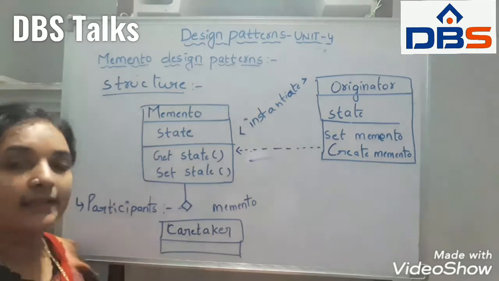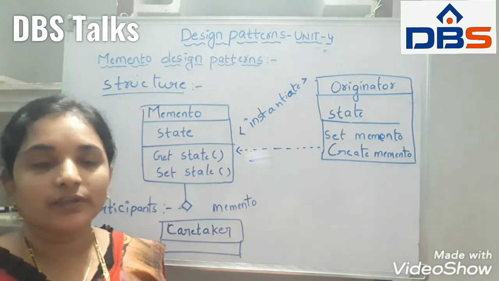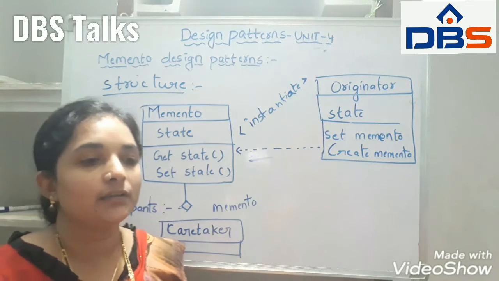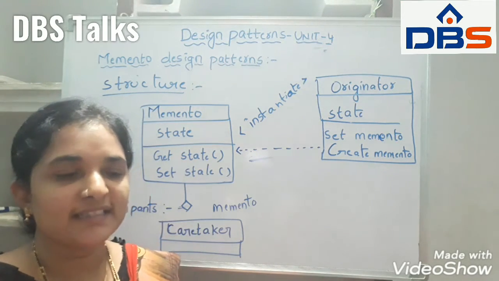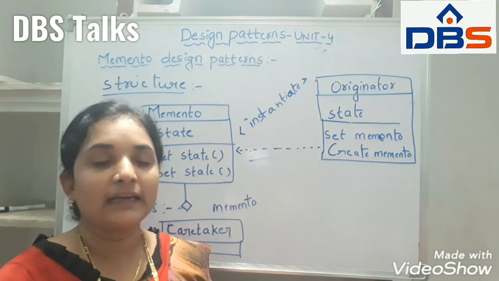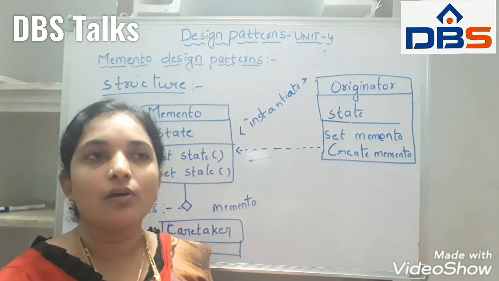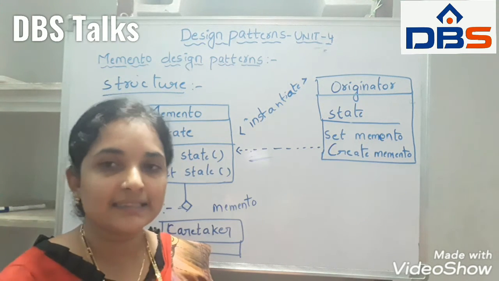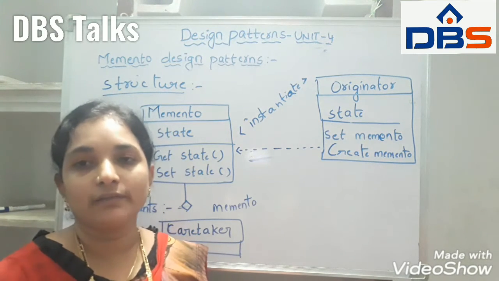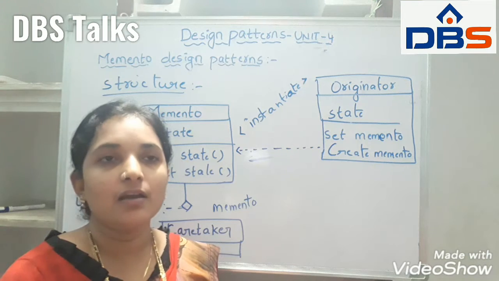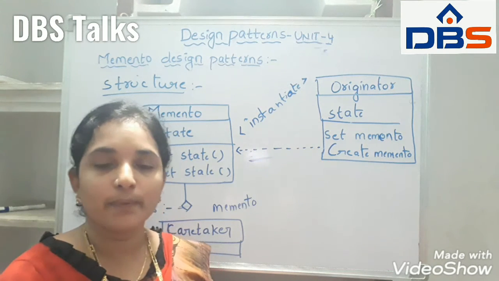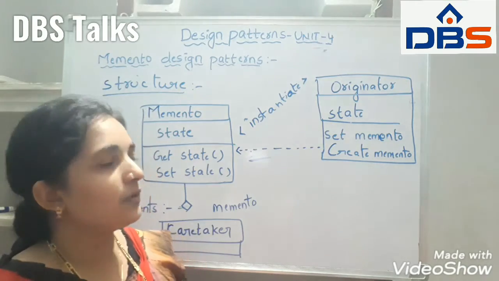So the participants are three members. The first one is the originator. The originator is the constraint solver, and it creates a memento containing a snapshot of its current internal state. It means the originator takes the previous data, takes a snapshot of it, and stores it into the memento for the caretaker. So that is called the originator.